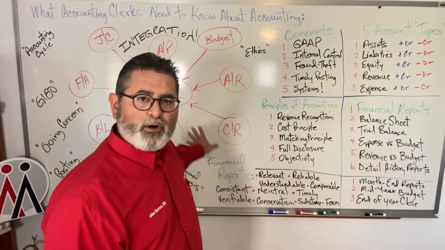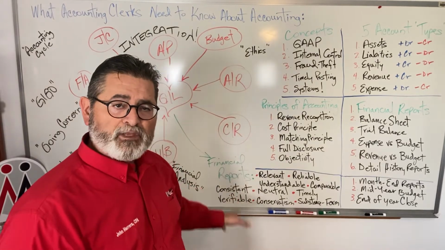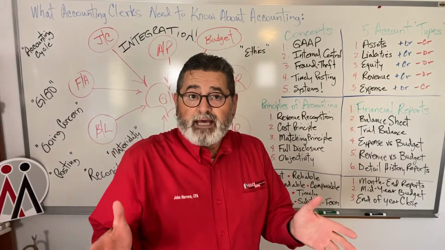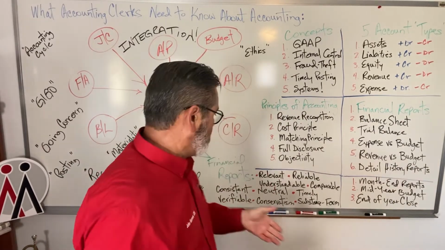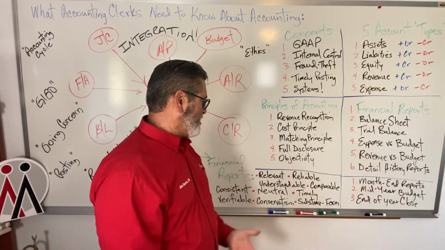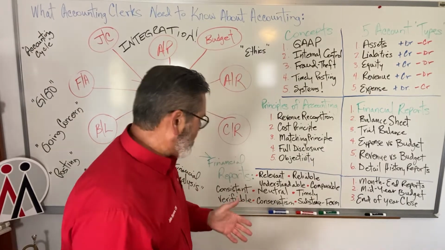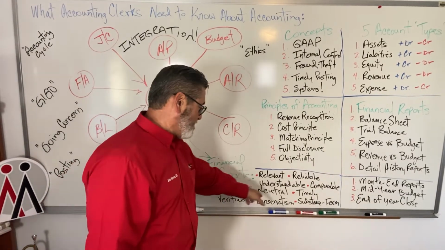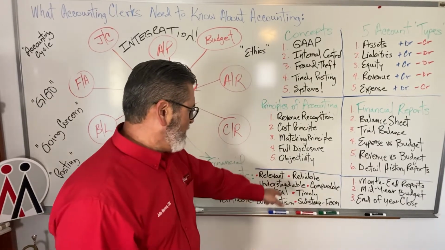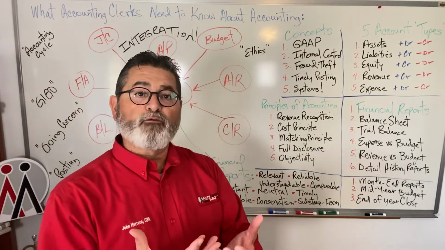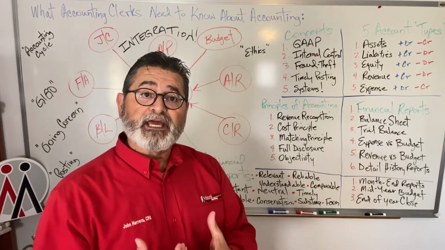The financial reports that you get out of the accounting system, 90% of the transactions that go in there come from the work that you as an accounting clerk do. But the information must be relevant, reliable, understandable, comparable, consistent, neutral, timely, verifiable, conservative, and substance over form must be the economic consideration, right?